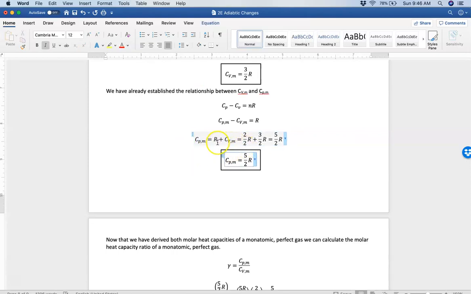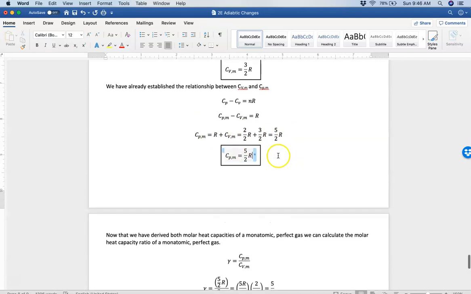It's easier to do the math to find a common denominator. I'm just going to have R, because technically it's 1R. It's the same thing as saying 2 over 2. So now I have 2 over 2R plus 3 over 2R. My common denominator of 2, 3 plus 2 is 5. The molar heat capacity of a perfect gas is going to be 5/2 R.